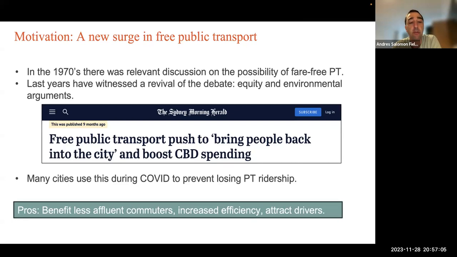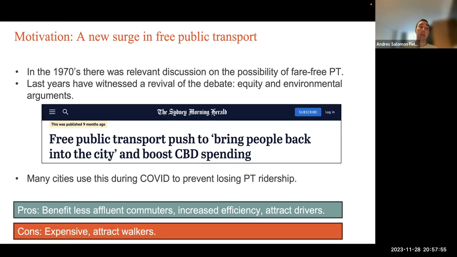So, why would we like public transport to be free? Well, the most obvious benefits are for less affluent commuters. For them, if they commute by public transport, this can be a relevant financial burden. Efficiency can increase. There are some studies showing that there are marginal effects at zero. Basically, you don't need to pay inspectors that check whether people are paying or not. You don't need to create all these ticketing systems. There are many things that you can avoid, tap-ons and tap-offs that can also increase bus speed, etc., and attract drivers, right? If public transport is free, you might expect to attract drivers.